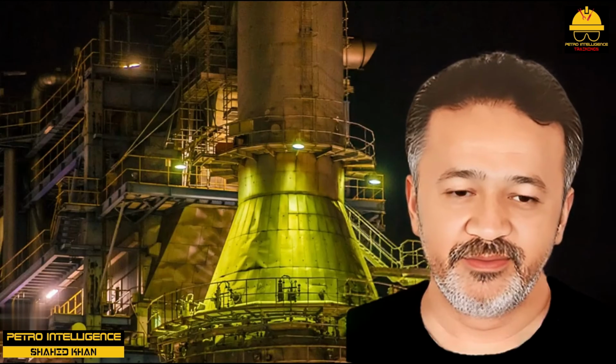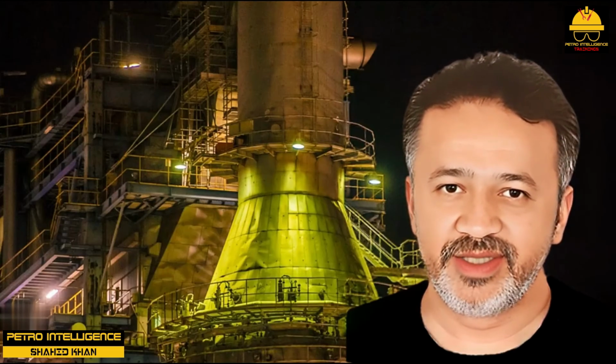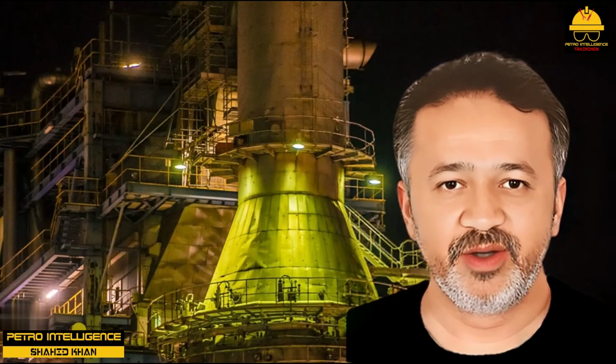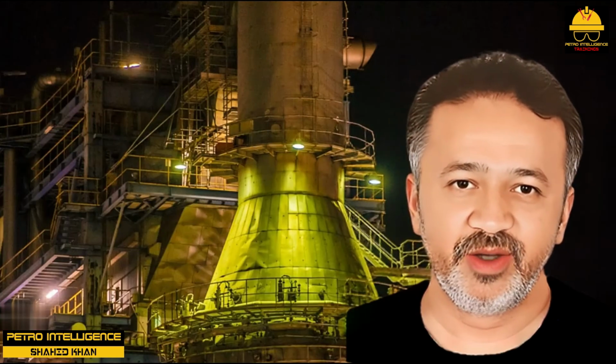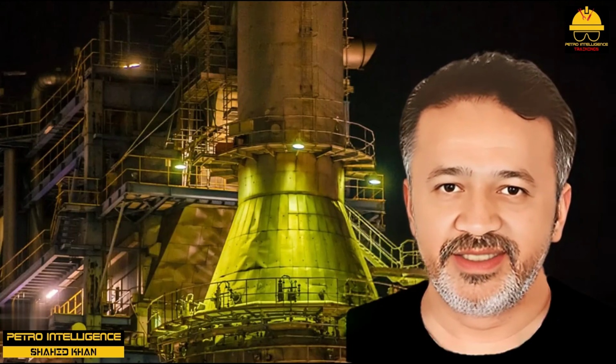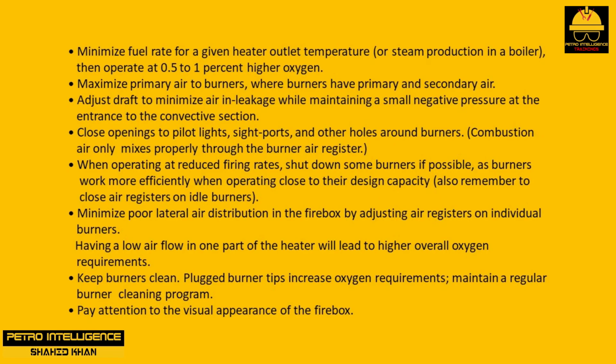Optimizing excess air. The term optimizing excess air, as we have seen, does not refer to operation at some arbitrary oxygen level. Instead, consider the following in relation to your heater, and you will be optimizing excess air. Minimize fuel rate for a given heater outlet temperature or steam production in a boiler, then operate at 0.5 to 1% higher oxygen. Maximize primary air to burners, where burners have primary and secondary air. Adjust draft to minimize air in-leakage while maintaining a small negative pressure at the entrance to the convective section. Close openings to pilot lights, sight ports, and other holes around burners.